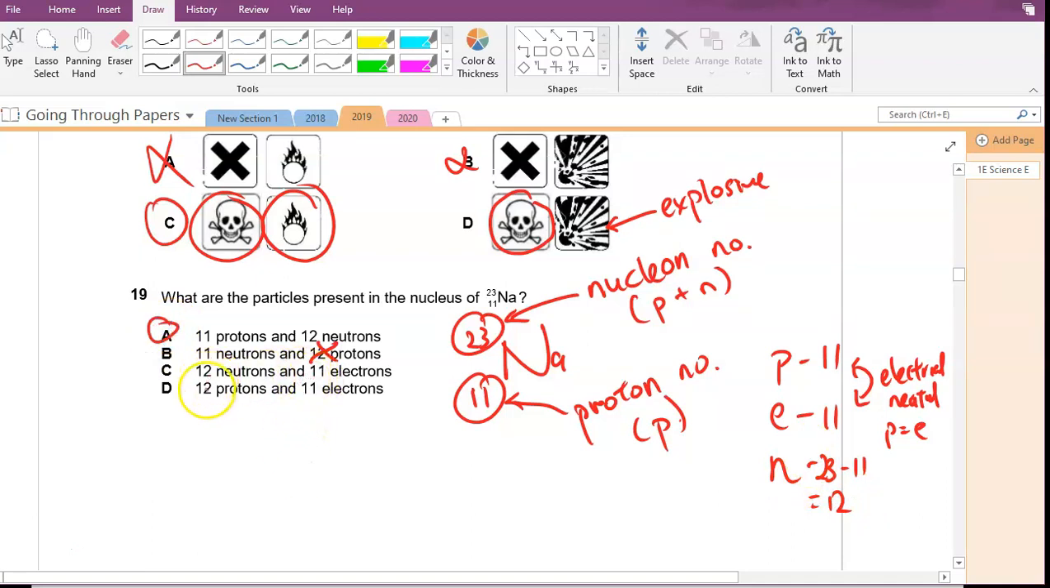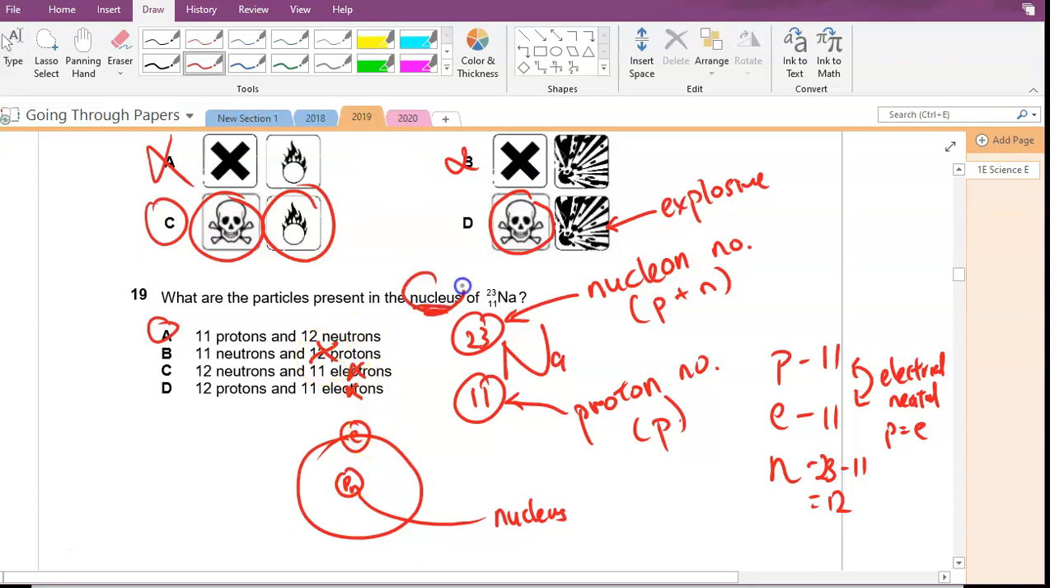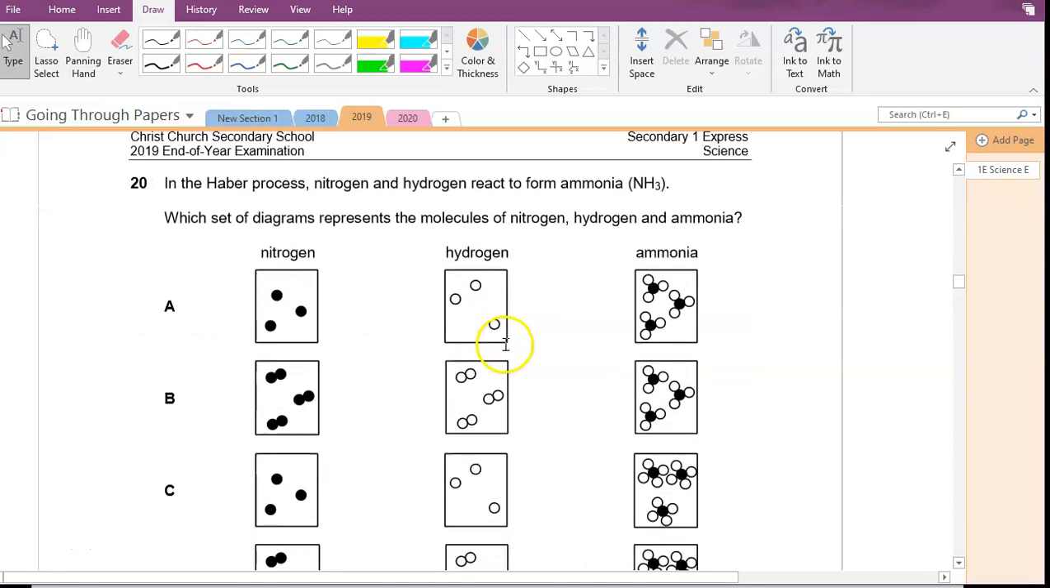The answer is A, because the question is asking about the nucleus, so I cannot talk about electrons at all, because electrons are not in the nucleus. An atom consists of a middle nucleus, which contains the protons and neutrons. Outside of the nucleus, you have electrons orbiting around the nucleus. Therefore, because of the term nucleus of the sodium atom, it should be protons and neutrons only. Electrons are not included.